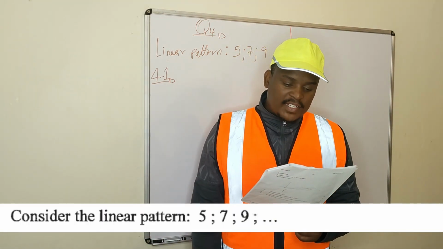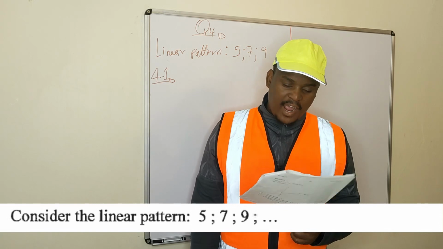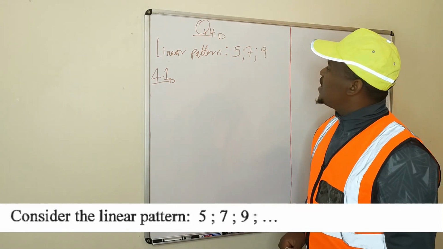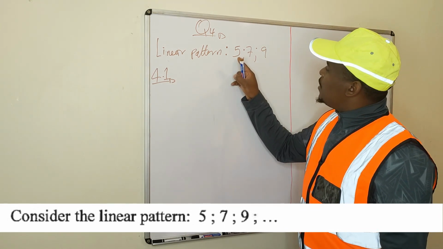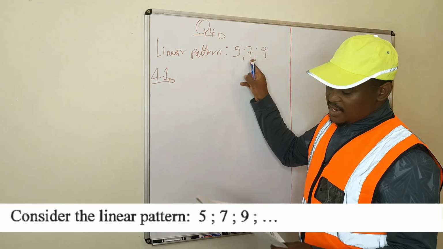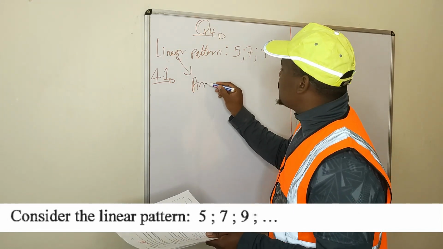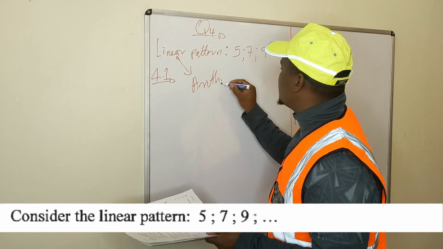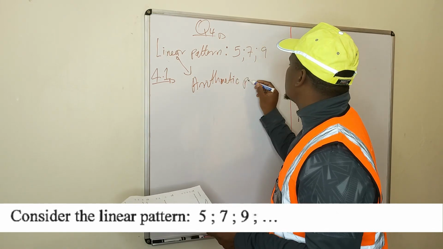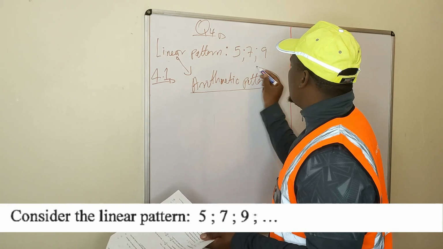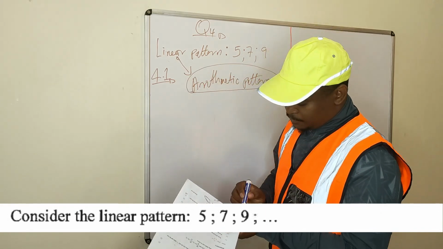Consider the linear pattern 5, 7, and 9. So you are told to consider this linear pattern here, which has the terms 5, 7, and 9. A linear pattern is an arithmetic sequence, an arithmetic pattern. That's the most common name that many people are familiar with.